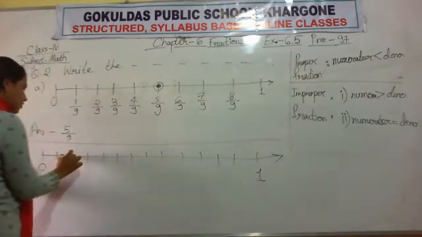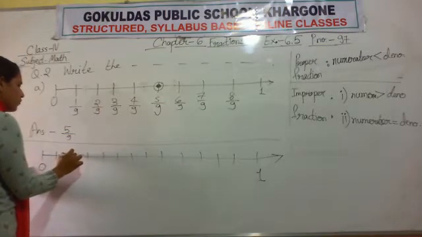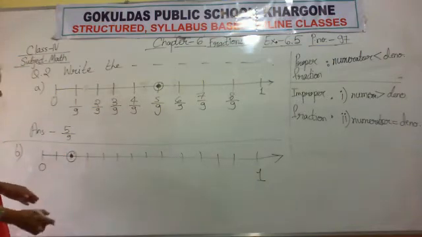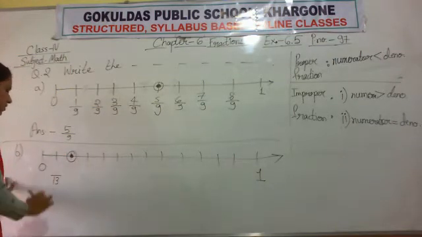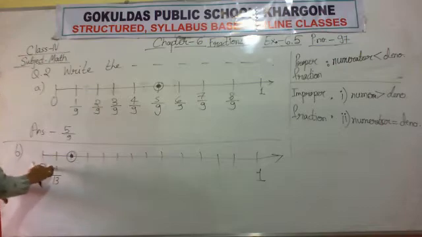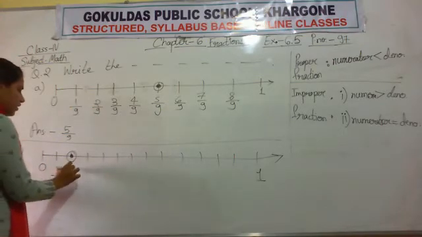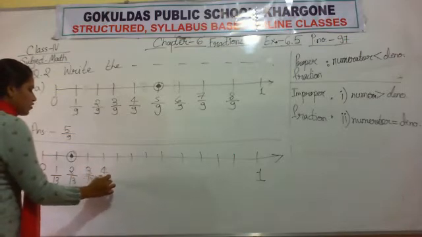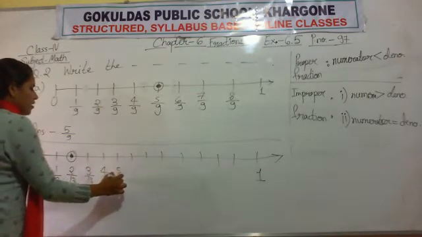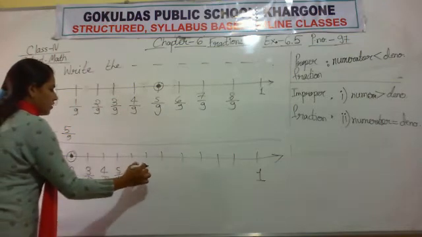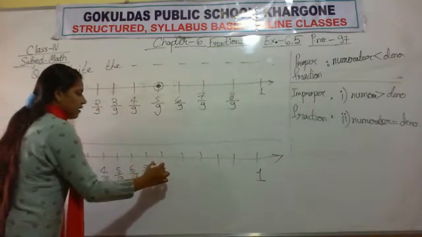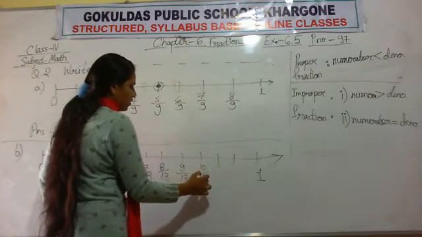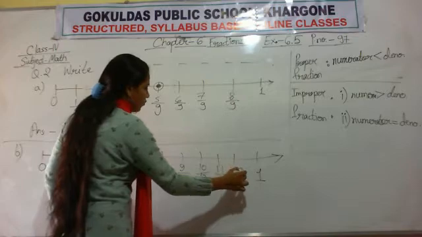Now at this point, a point is drawn and you want to find the value of this point. Total 13 equal parts, so we write the total number of equal parts in the denominator place. It is the first place after 0, so 1 upon 13, 2 upon 13, 3 upon 13, 4 upon 13, 5 upon 13, 6 upon 13, 7 upon 13, 8 upon 13, 9 upon 13, 10 upon 13, 11 upon 13, 12 upon 13.